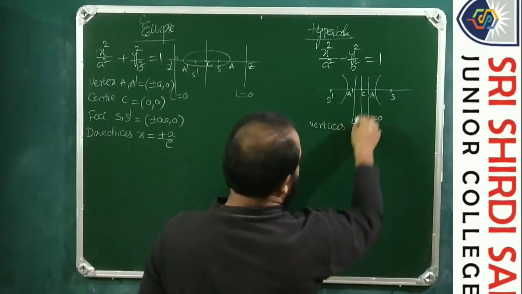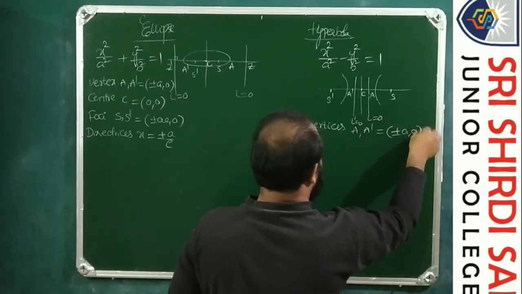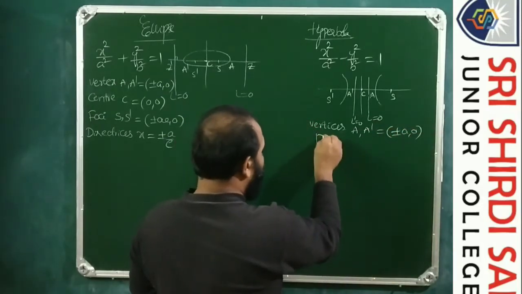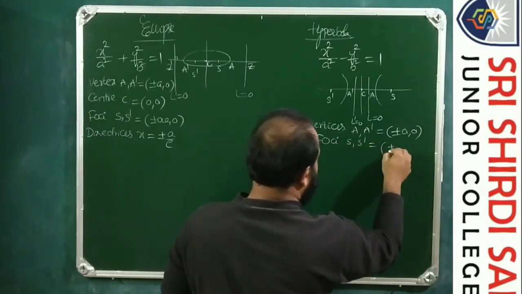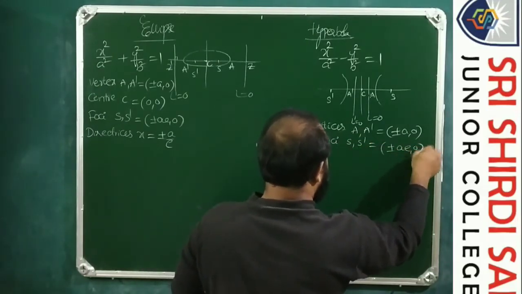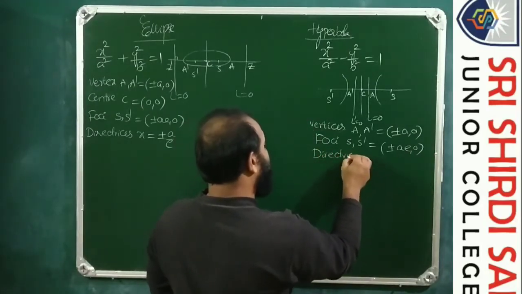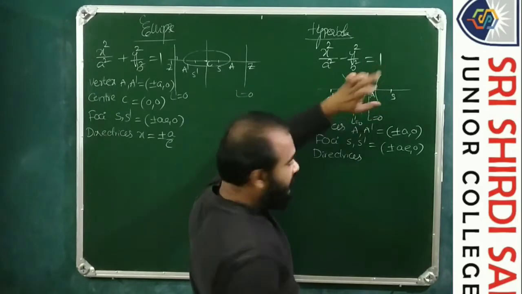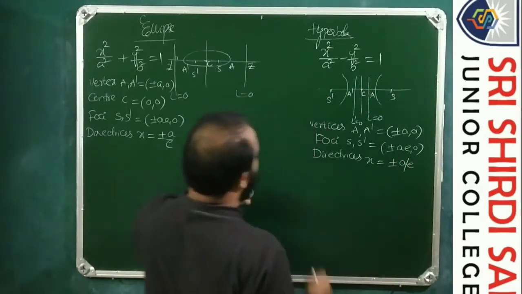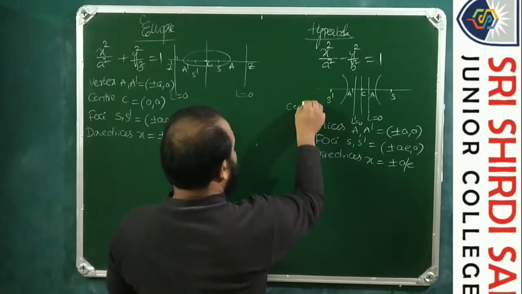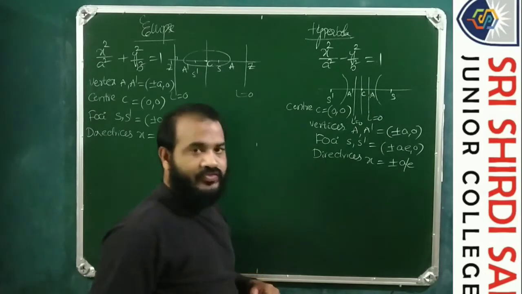the vertices A comma A dash is equal to plus or minus a comma 0, foci S comma S dash is equal to plus or minus a e comma 0, directrices this and this, x is equal to plus or minus a by e, and the center C is equal to 0 comma 0.